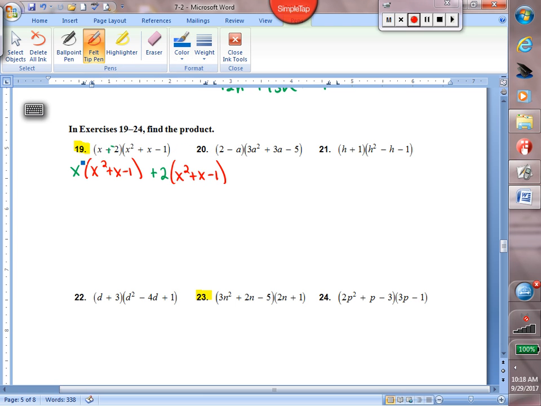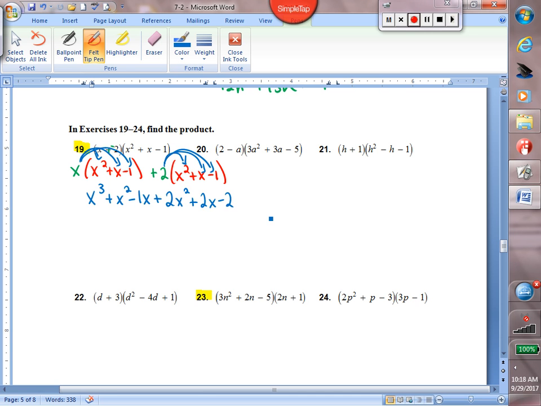Going to go ahead and distribute. We have an x times x squared. That gives me x to the 3rd. X times x is x squared. X times negative 1 is negative 1x. 2 times x squared gives me 2x squared. 2 times x is 2x. 2 times negative 1 is negative 2.